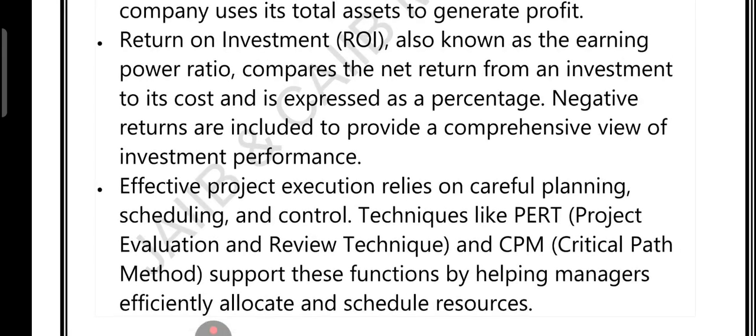Then ROI. ROI is the return on investment, which is called the earning power ratio. It compares the return earned from an investment to its cost, expressed as a percentage. It also includes some negative returns. It gives us a full picture of the performance.